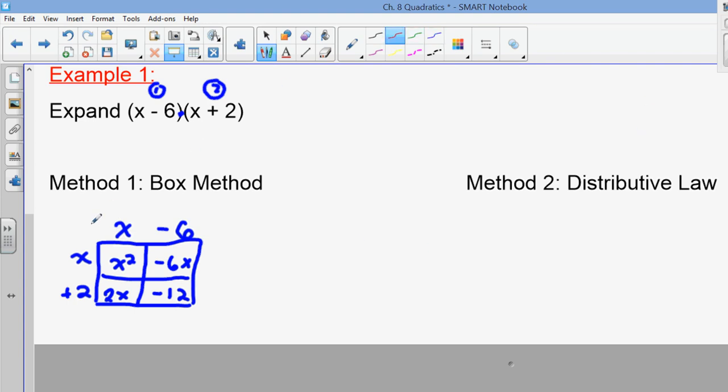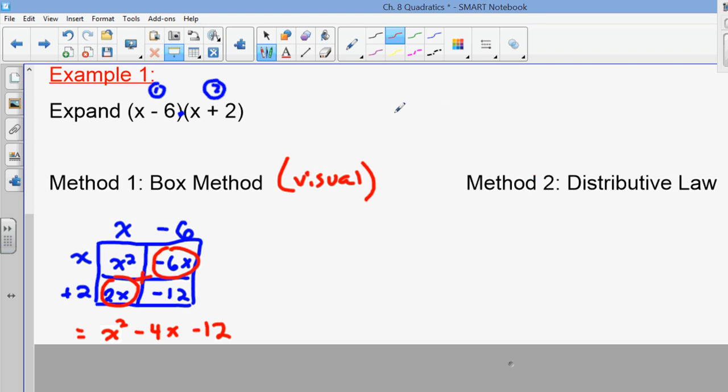And what we notice is that on the diagonal here, those are our like terms, 2x and negative 6x. Those are the ones that can be added together because they're like terms. So my final answer comes out to be x squared, negative 6x and 2x makes negative 4x, and negative 12. So this is a more visual representation of how we multiply.